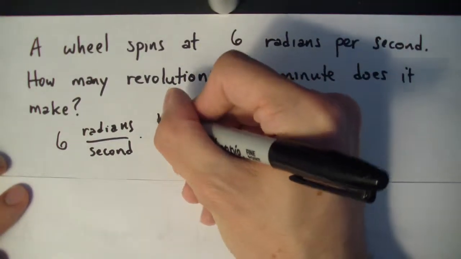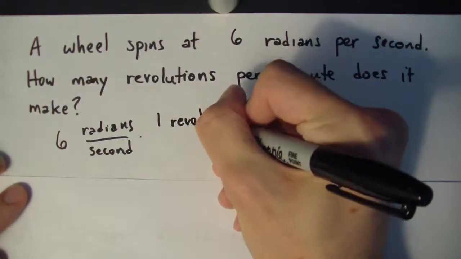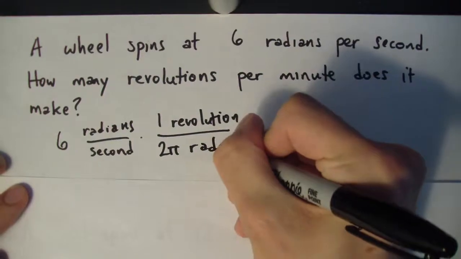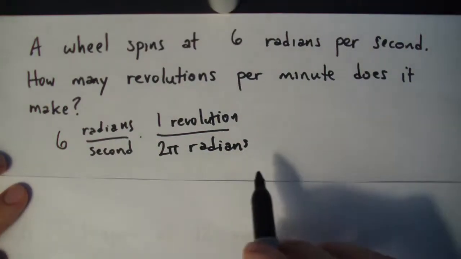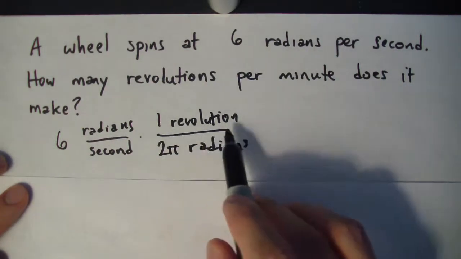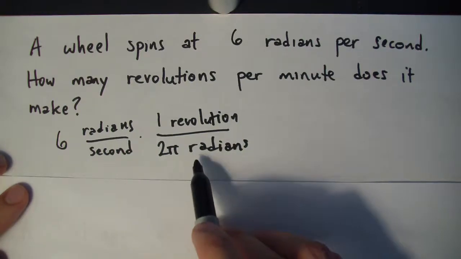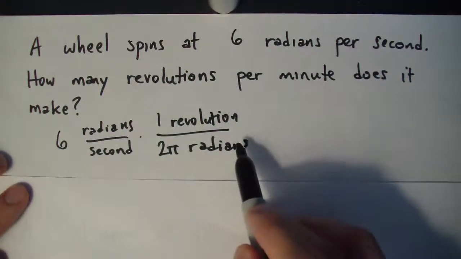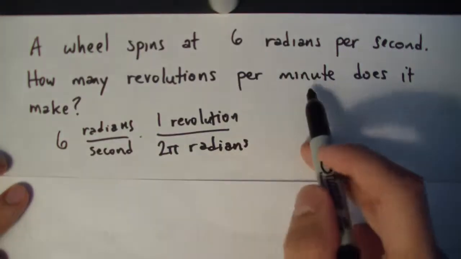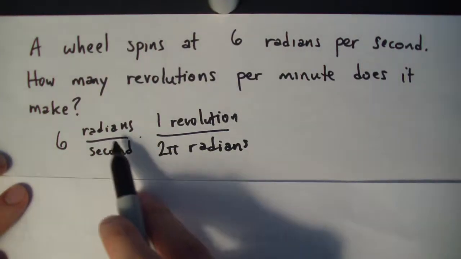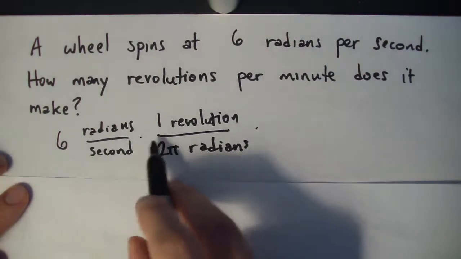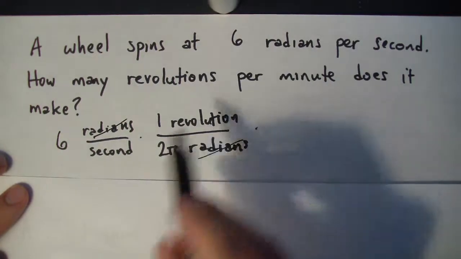So we'll take the factor 1 revolution divided by 2 pi radians. And be careful, it's easy to make the mistake of getting this fraction backwards. But as long as you include the units, you'll notice that the radians will cancel in the right way and leave you with revolutions in the numerator, which is what you want. So just be careful to always include your units so that you know that the units are canceling in the right way.